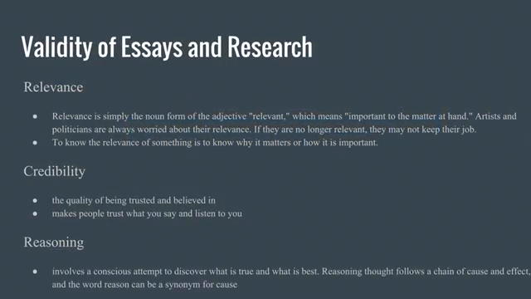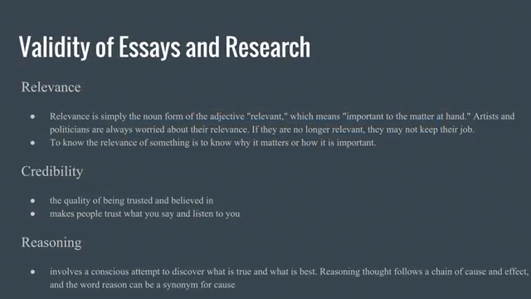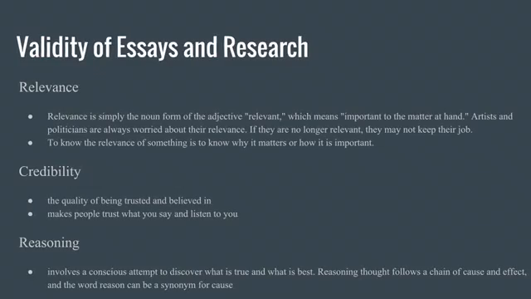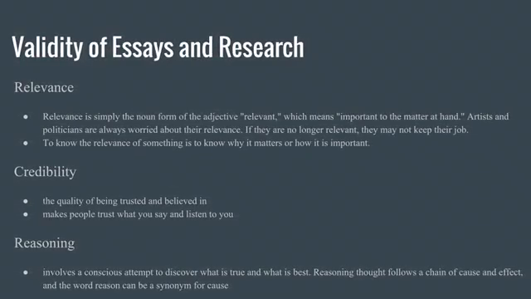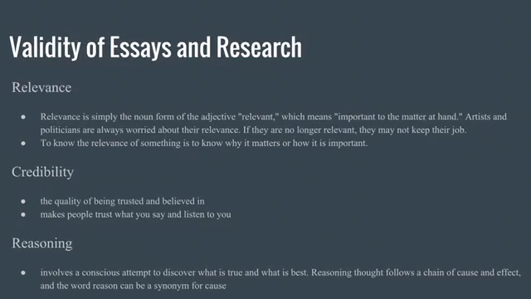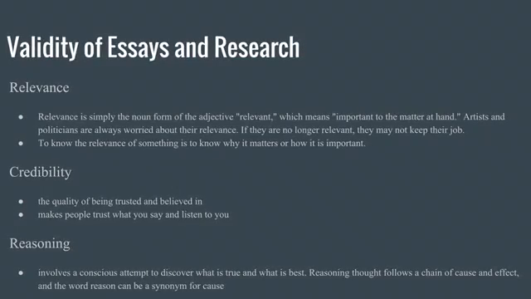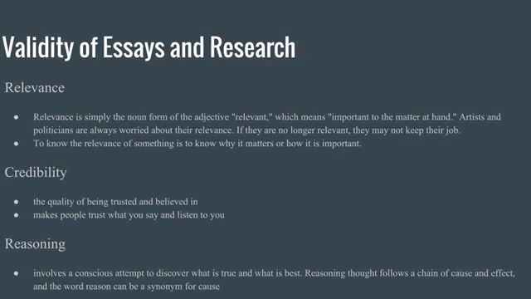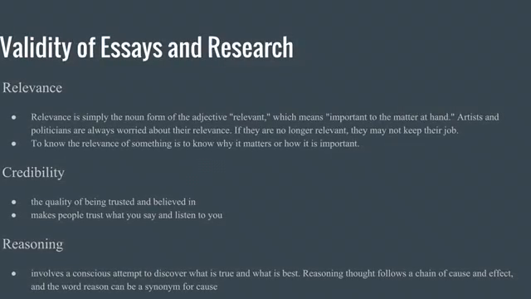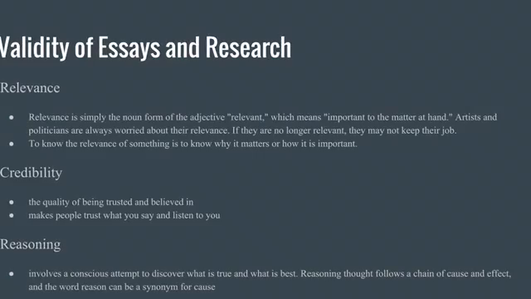We'll also be discussing the validity of essays and research. One of the key terms we use is relevance. Relevance is simply the noun form of the adjective relevant. To know the relevance of something is usually to know why or how it's important. Relevance usually refers to the important matter at hand. Many people, such as artists or politicians, are always worried about relevance, because if they're no longer relevant, they don't have a reason to keep their job and to be important.